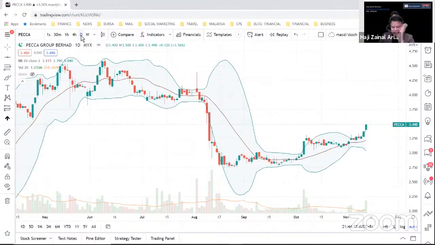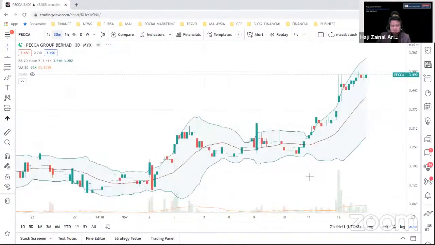Uptrend or downtrend? Okay, now it is an uptrend. All right, now we go to the 30 minutes. So what are we looking for? We are looking for the confluence. Confluence means that the daily is up and now the 30 minutes is also up.